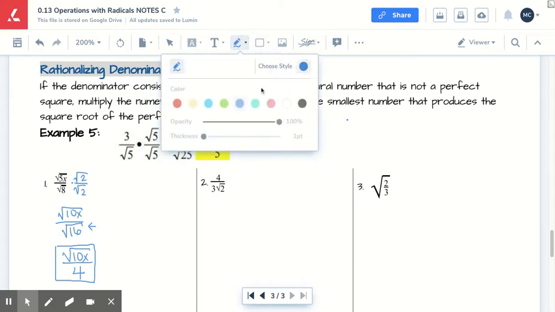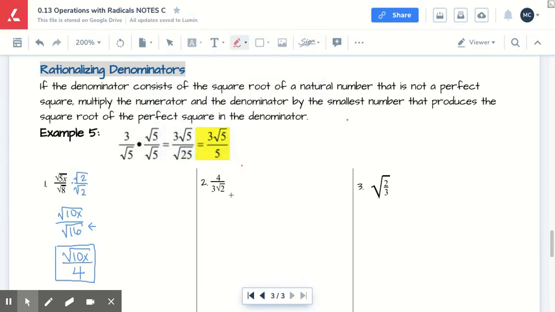Looking at the second example that we have here, the radical that I have in the denominator is the square root of 2. That one is not a perfect square already, so I have to figure out what I can multiply it by to make it a perfect square. The smallest number that I could do that with would be a 2. 2 times 2 makes 4, and 4 is a perfect square. So again, anything I do to the bottom, I have to do to the top as well. So on the top of my fraction, I would just have 4 square root of 2.